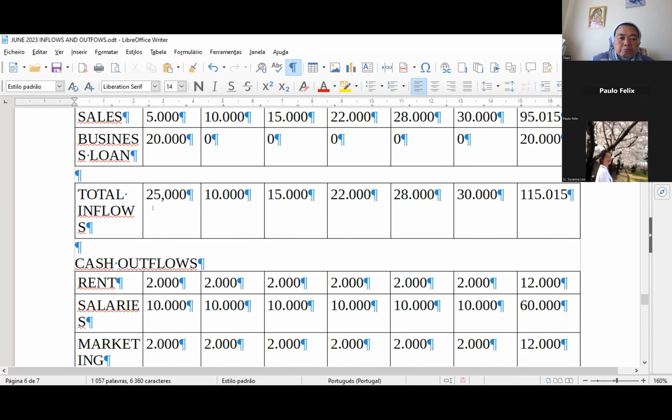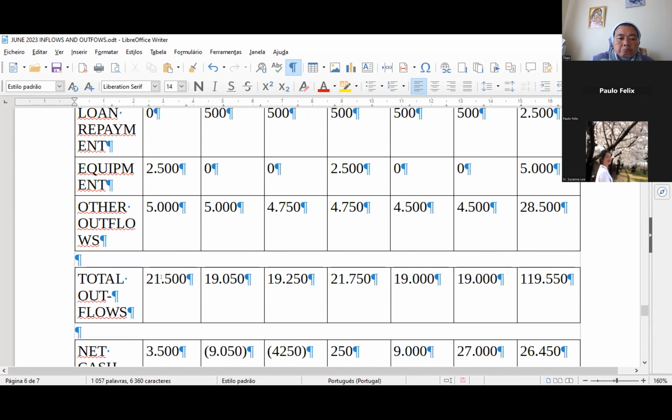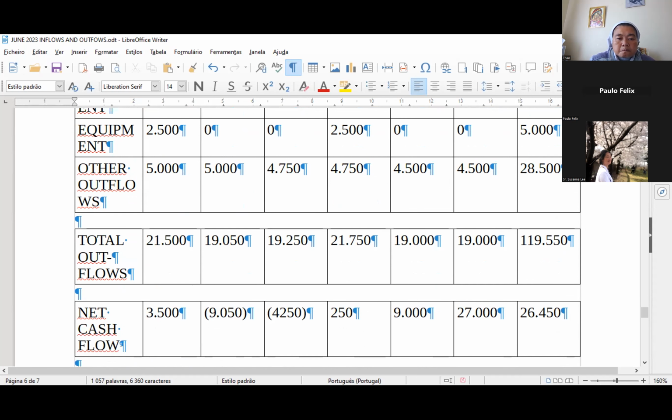So now when you subtract the 21,500 outflows from the 25,000 total inflows, you have a net cash flow of 3,500. Okay, as we saw before in our text, it doesn't mean that this is a profit, but it shows you how the money went in and out, so that you manage to keep the business running.